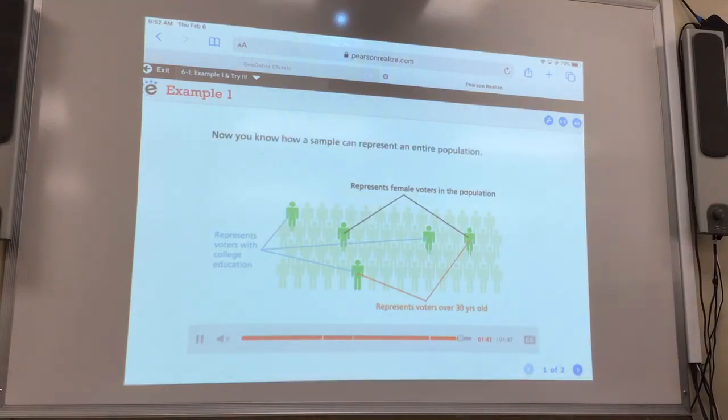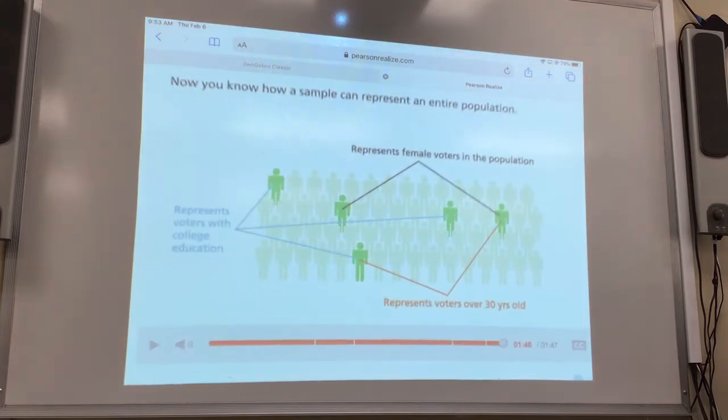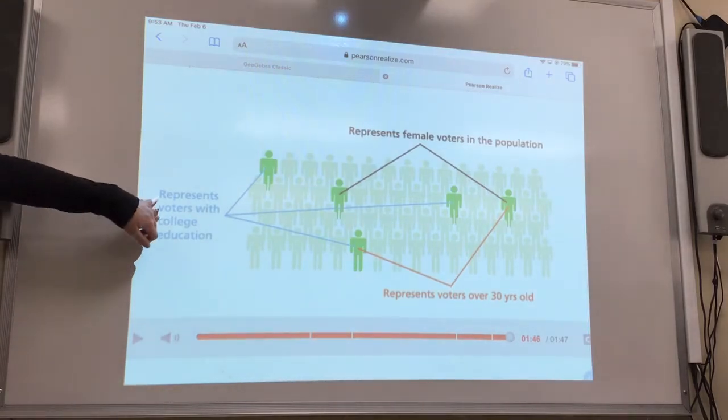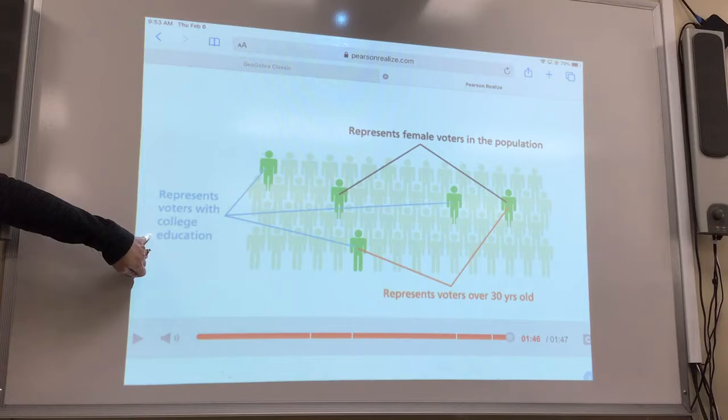Now you know how a sample can represent an entire population. What did they do? It was a slider thing so you can see them. So this is a way that you could choose samples, like who to ask questions to. One way is you could ask every voter that has a college degree. I'm not saying these are good samples, but I'm saying these are ways that you could group people.